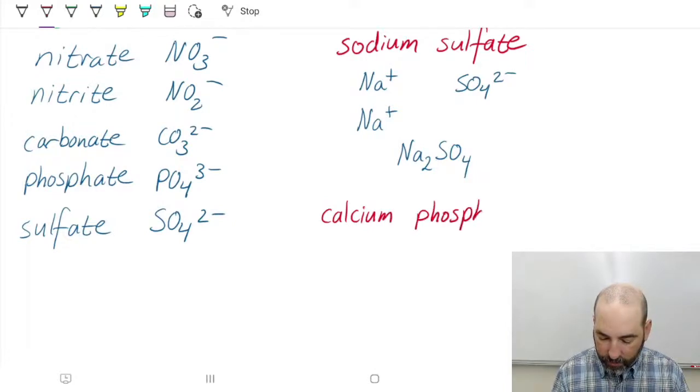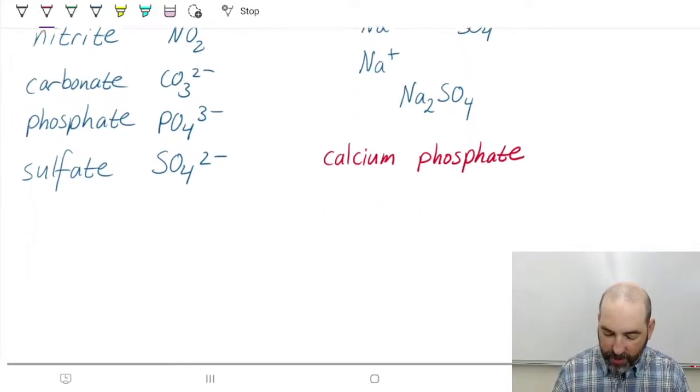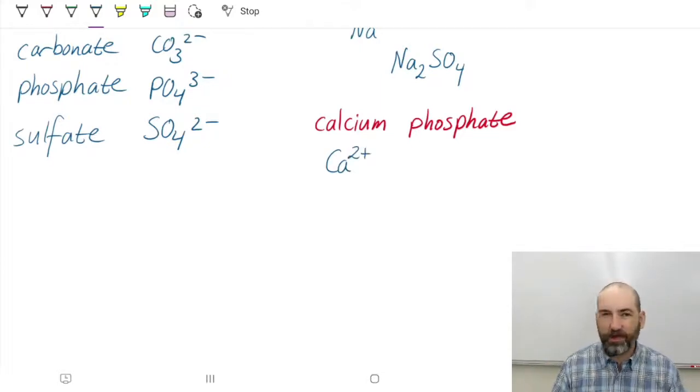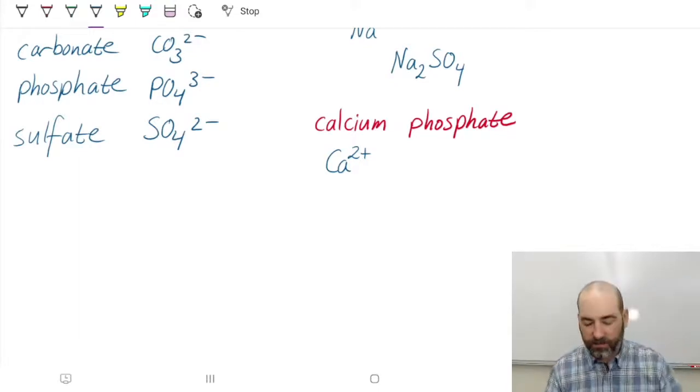calcium phosphate. Calcium, of course, is Ca, and now we know that we can look it up on the periodic table and figure out that it's 2 plus or plus 2. That's interchangeable, by the way. You can write it as 2 plus or plus 2, doesn't matter.